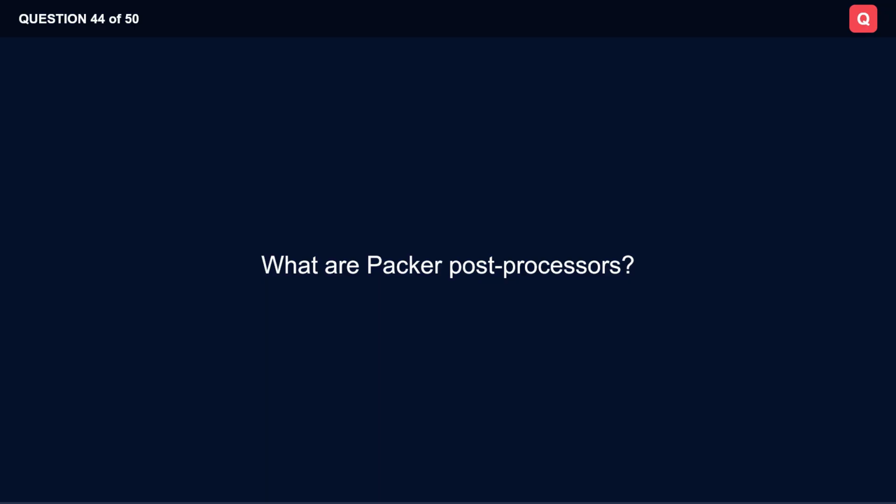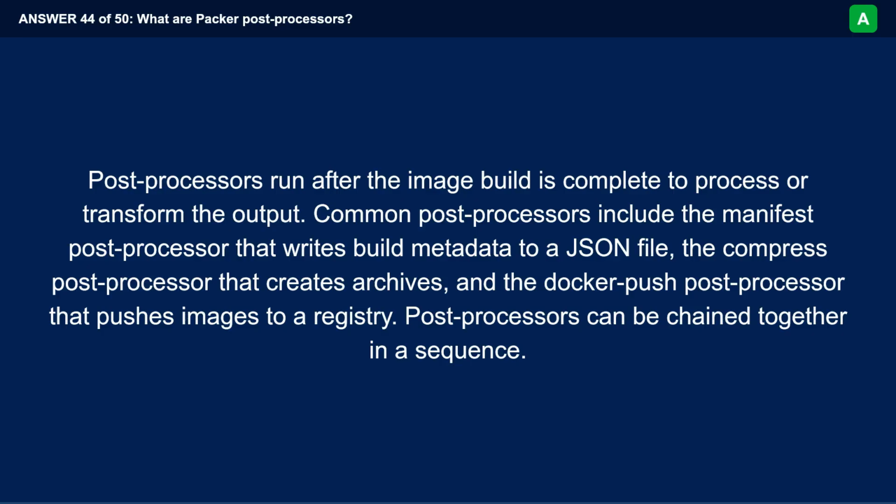What are Packer post-processors? Post-processors run after the image build is complete to process or transform the output. Common post-processors include the manifest post-processor that writes build metadata to a JSON file, the compress post-processor that creates archives, and the Docker push post-processor that pushes images to a registry. Post-processors can be chained together in a sequence.